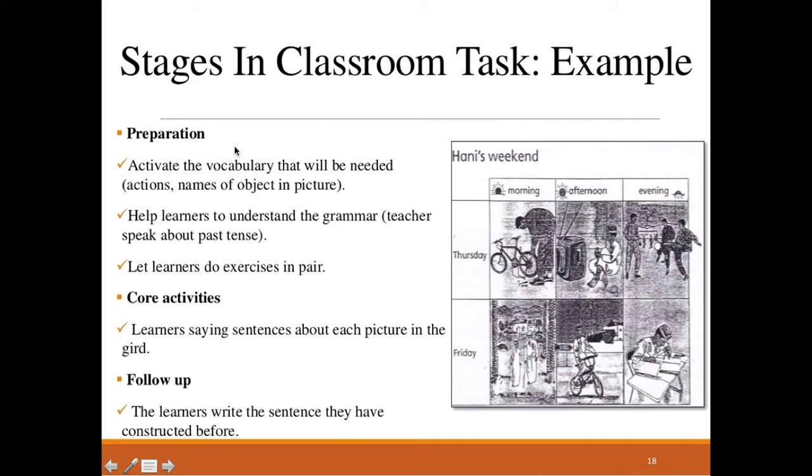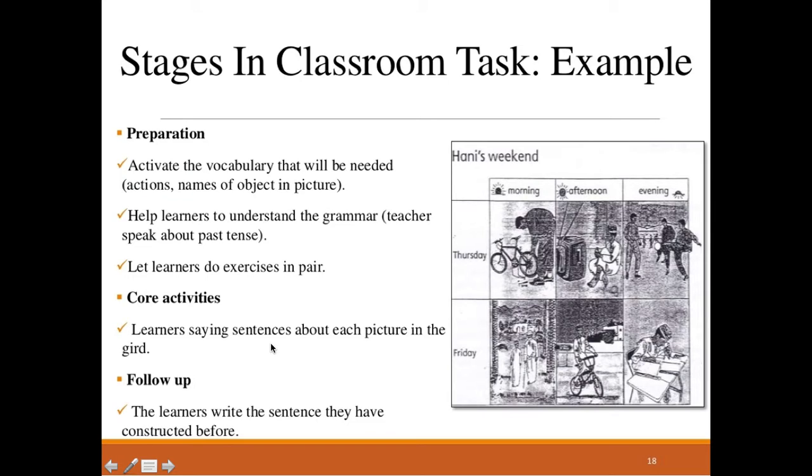Okay. In the preparation stage, we activate the vocabulary that will be needed, actions, names of objects in pictures, and help learners to understand the grammar. So the teacher speaks about past tense, lets learners do exercises in pairs, and lets them discuss it.